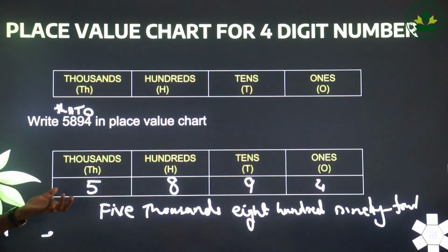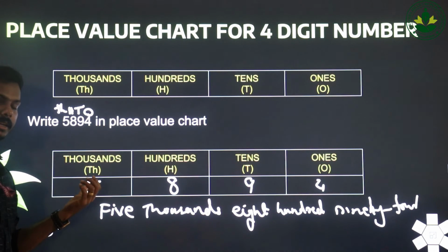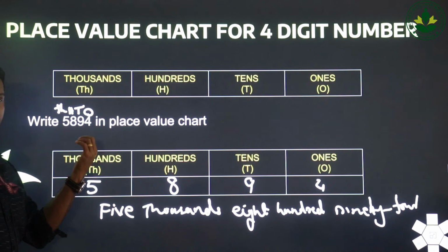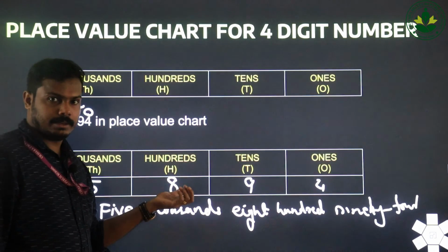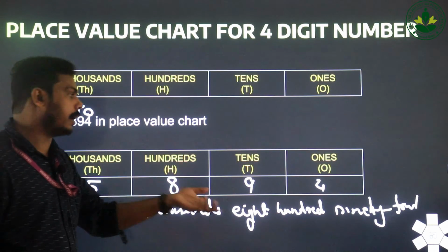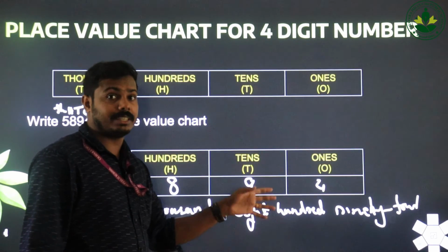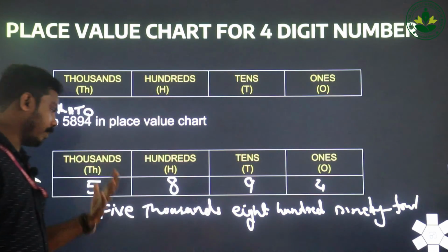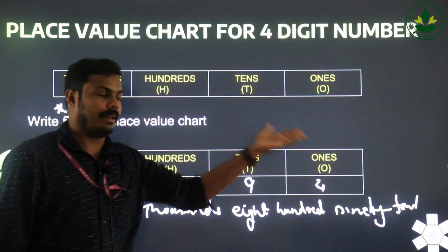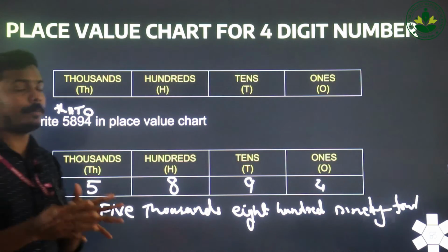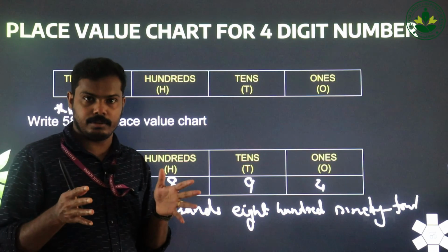For reading a 4-digit number, first we need to read the digit in the thousands place: 5, so 5000. Then 8 is in the hundreds place, so it is 800. 9 is in the tens place, so it is 90. 4 is in the ones place, so it is 4. So the number is 5894.